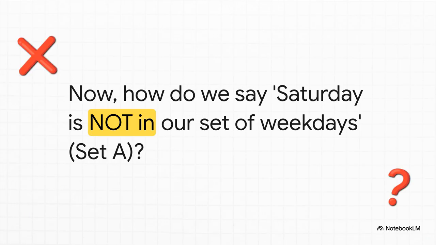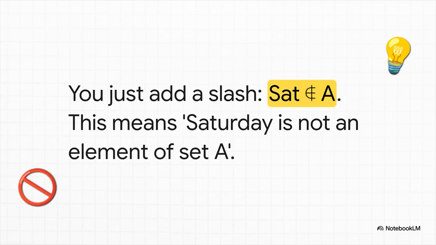So, naturally, what about the opposite? How do we say that Saturday is definitely not in our weekday set? You probably guessed it. You just take that same symbol and put a line right through it. This means is not an element of. So this little bit of notation is the math way of saying Saturday is not an element of set A. It's super clear and way faster to write.